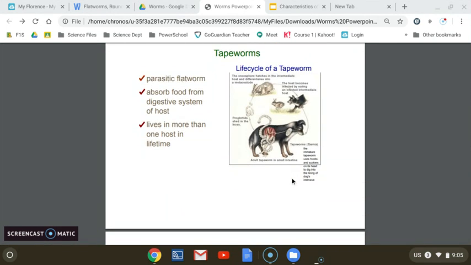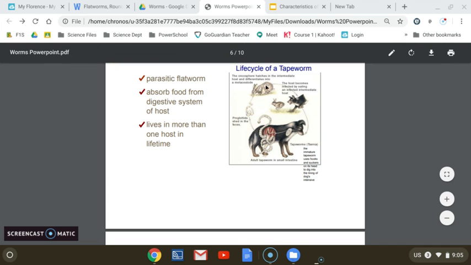Then you have your tapeworms. They are parasitic. They absorb food from the digestive system of the host. They live in more than one host in a lifetime. So, for example, it's talking about here how it's pretty much a never-ending cycle. Anyway, so the dog, if the dog has tapeworms, whenever it poops, its feces can then be ingested by the rabbit, especially when it breaks down. And then the dog chases the rabbit, and it's a never-ending cycle.